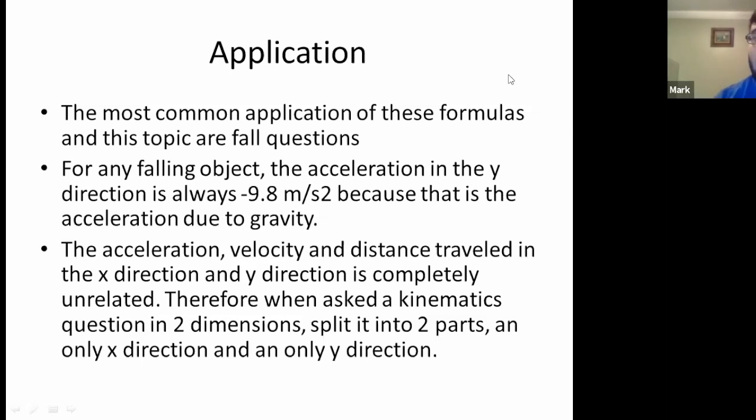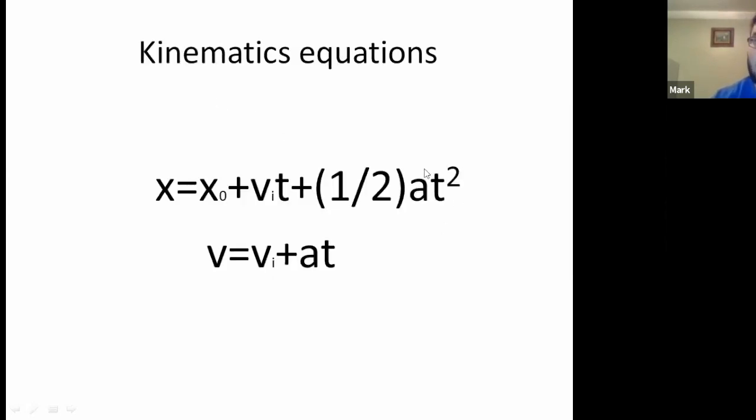So for any falling object, we always know the acceleration in the y direction. It's always negative 9.8 meters per second squared, because that's the acceleration due to gravity on Earth, at least. If I go back to the equations, we always know this a in the y direction. So if we split this formula only in the y direction, going top and bottom, we always know this a.